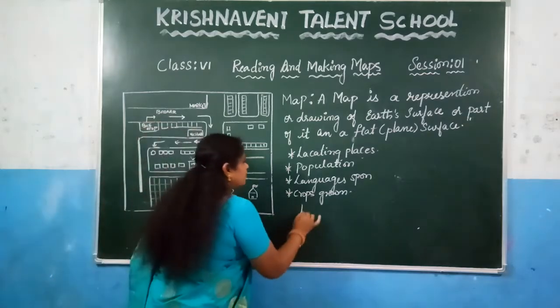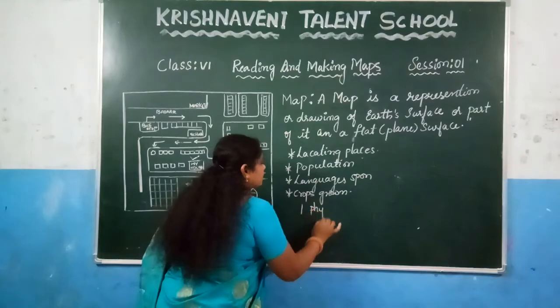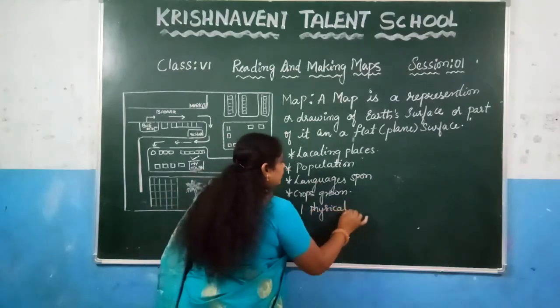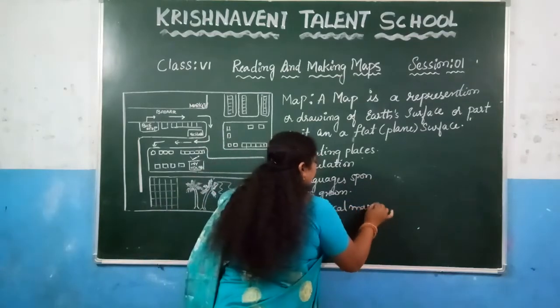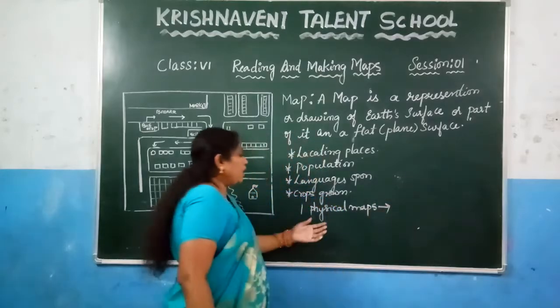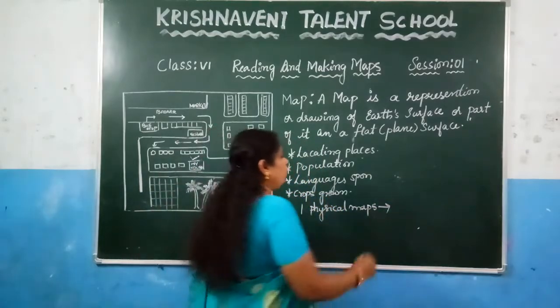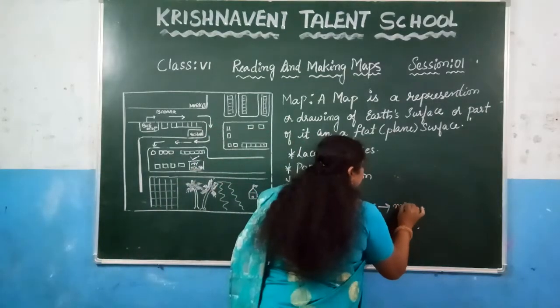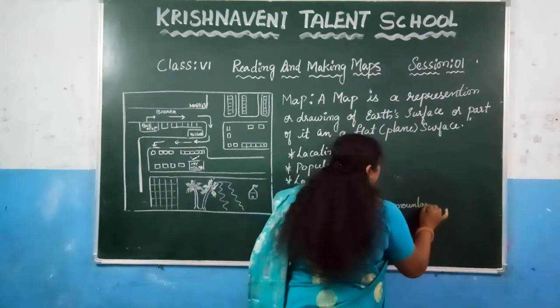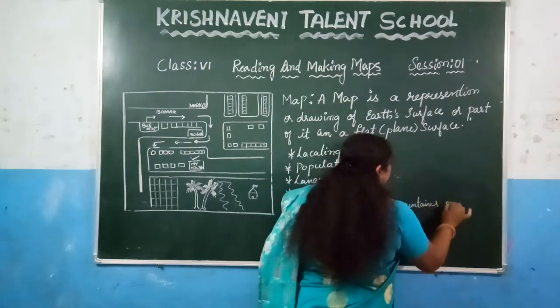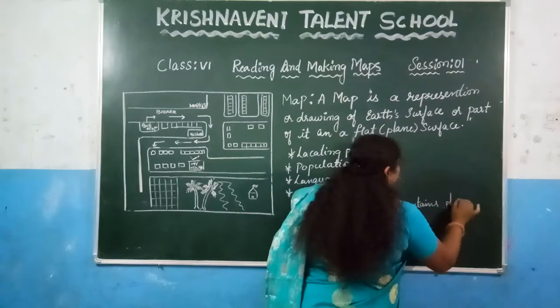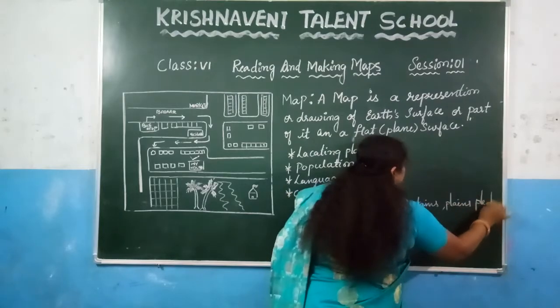The first one is physical maps. Now, what are physical maps? They show mountains, plains, plateaus, etc.